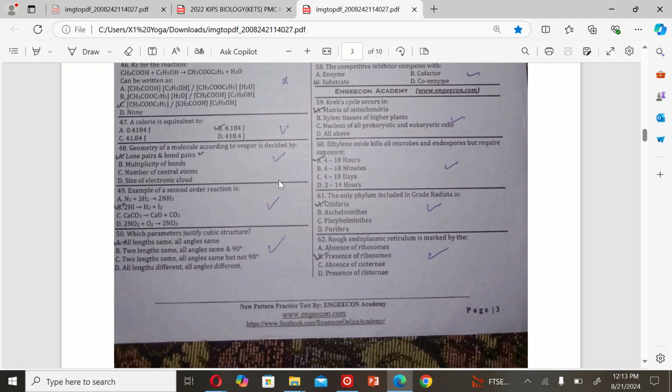The next MCQ is: ethylene oxide kills all microbes and endospores but requires exposure of A. 4 to 18 hours, B. 4 to 18 minutes, C. 4 to 18 days, and D. 4 to 14 hours. So the correct option is A.